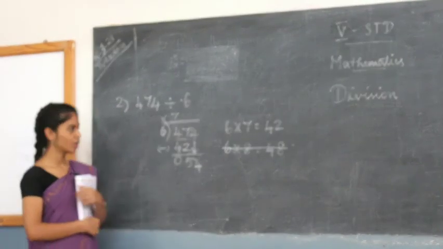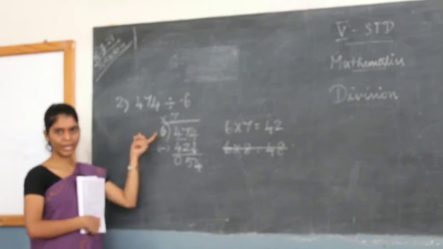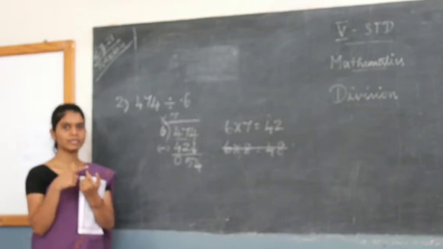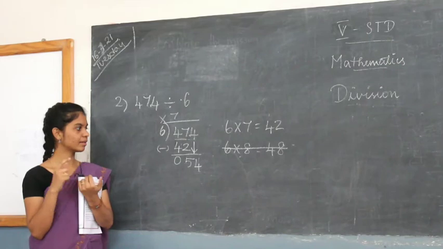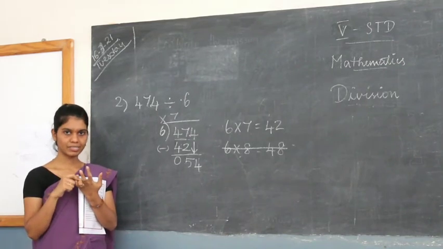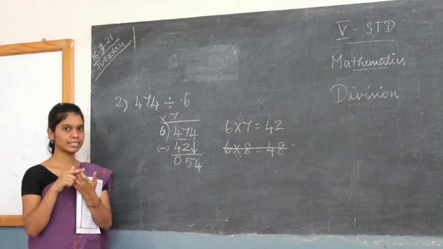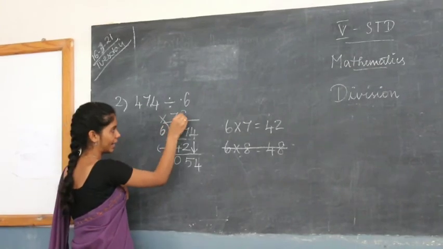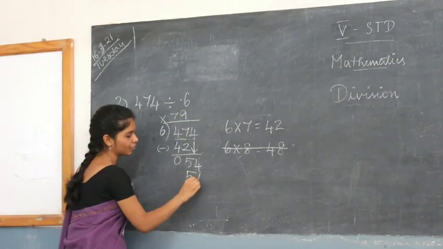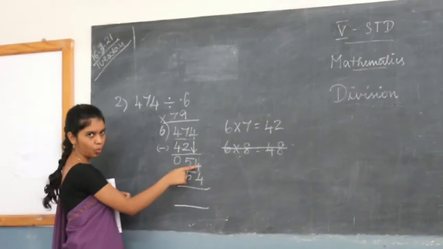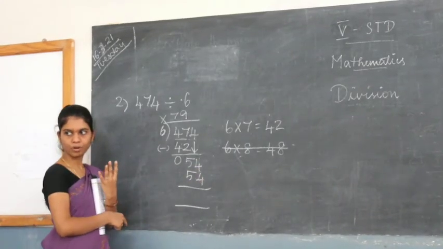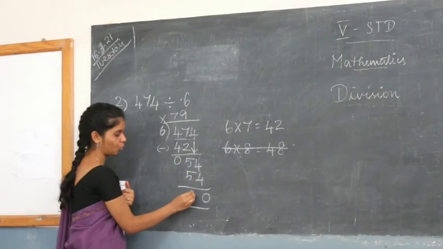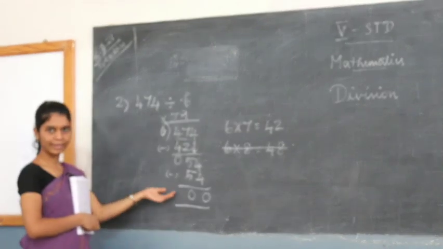Now what you should do? You should start telling the table of the divisor, which is the 6 table. 6 ones are 6, 6 twos are 12, 6 threes are 18, 6 fours are 24, 6 fives are 30, 6 sixes are 36, 6 sevens are 42, 6 eights are 48, 6 nines are 54. So 6 multiplied by 9 will give you 54. Now here you have 4 and here you have 4. 4 minus 4 is 0. And here you have 5 and here you have 5. 5 minus 5 is 0. So you got the remainder as 0.